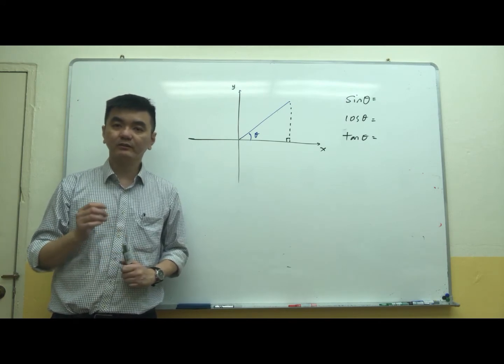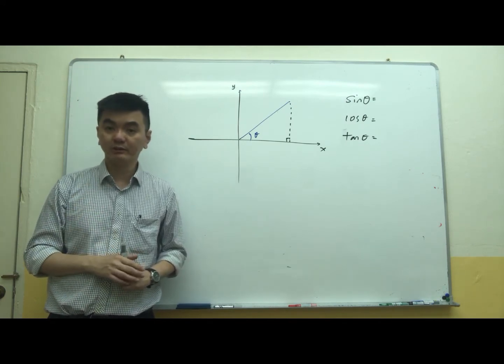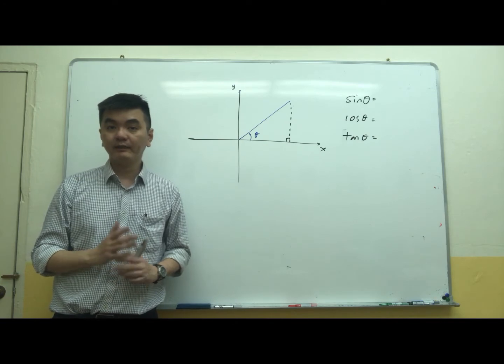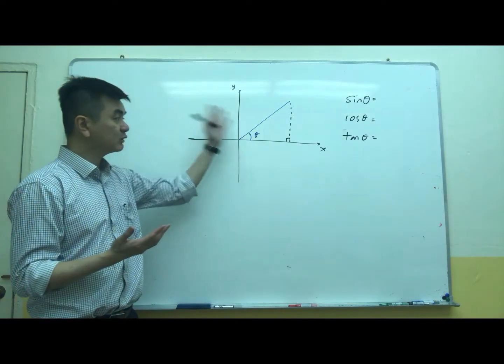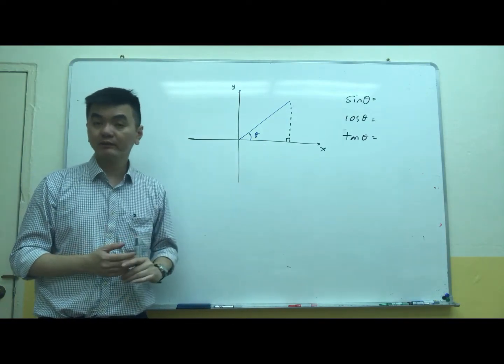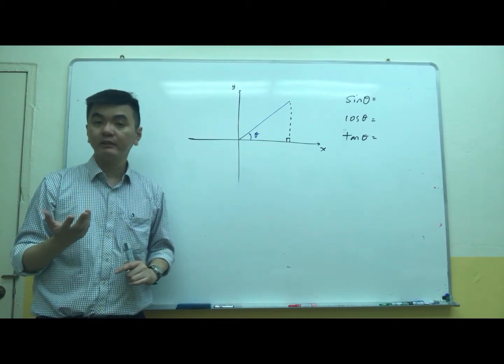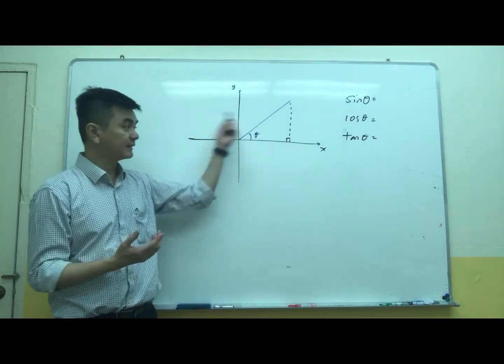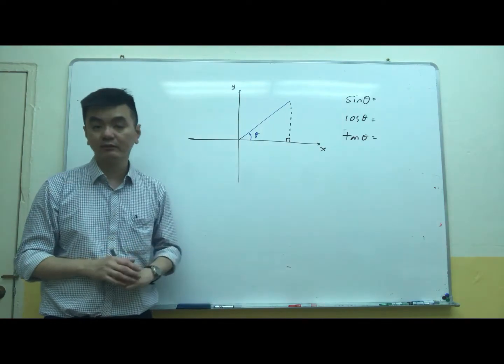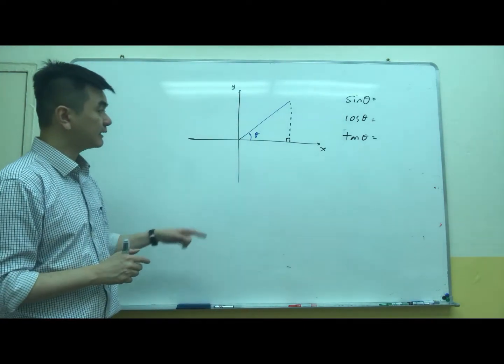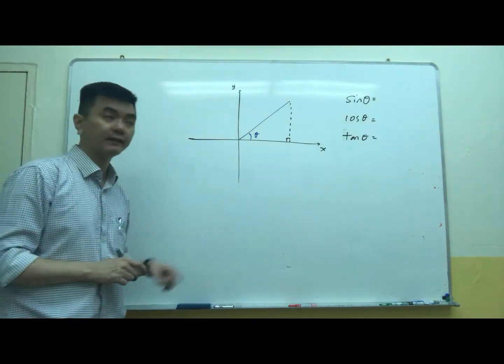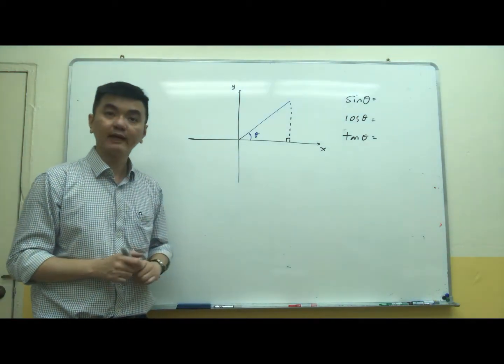Today we're going to explore the topic of trigonometry, where we talk about the angles in the 4 different quadrants and how the trigonometry ratios are affected by the angles that are placed in the different quadrants. Let's consider an angle in the first quadrant where theta is an acute angle.